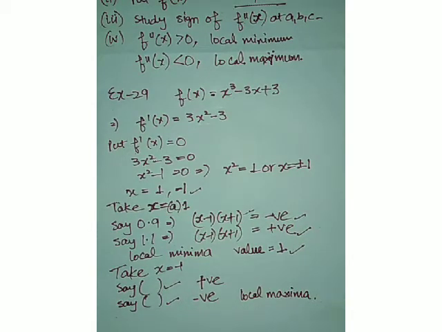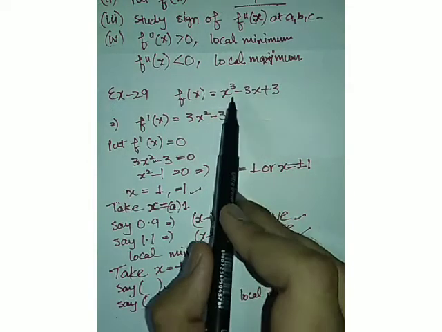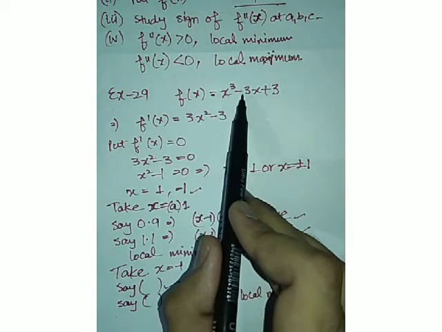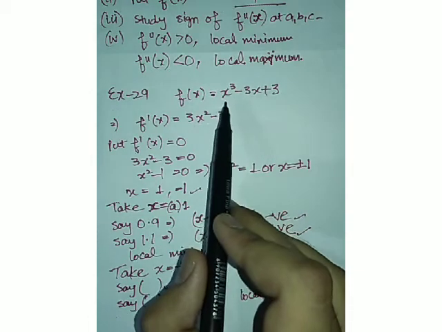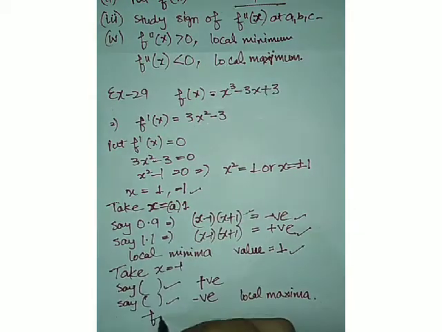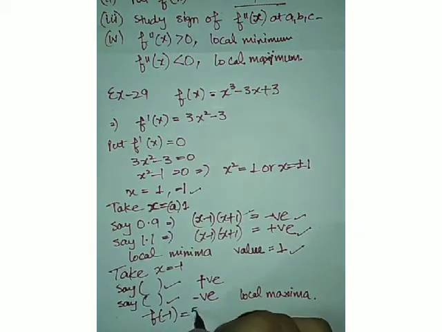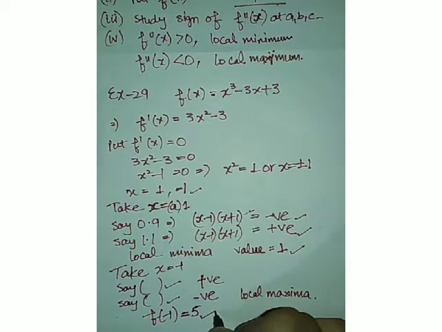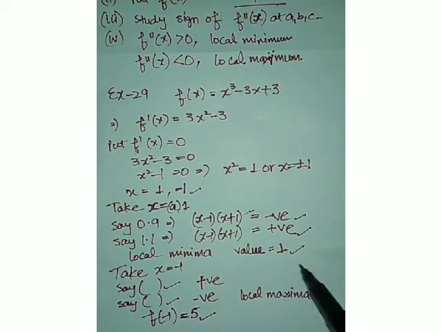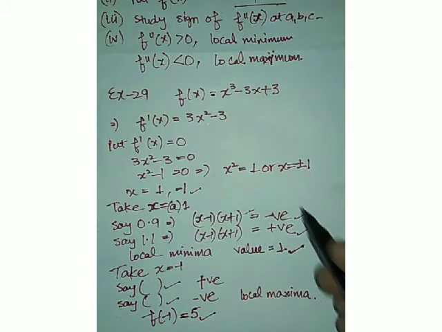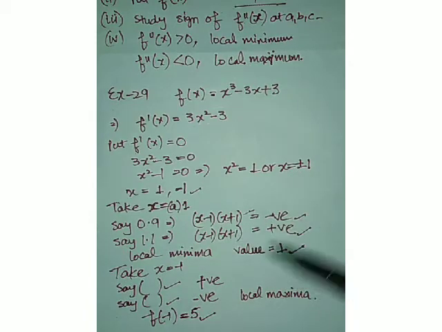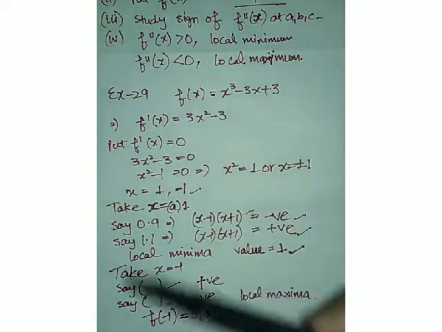Clear? Now you have to find the local maximum value as well. So substitute -1 in the function. -1 plus 3 is 2, plus 3 is 5. So f(-1) = 5. So our local maximum value is 5 and local minimum value is 1. So we have found the local maxima, local minima, and the local maximum and minimum values as well. All right. So this is how to apply the first derivative test.